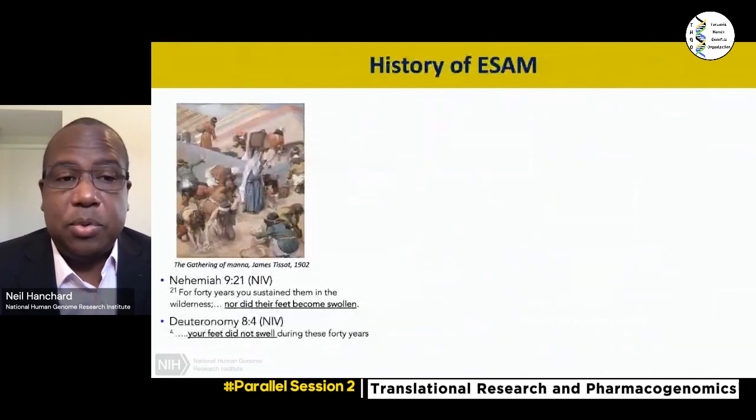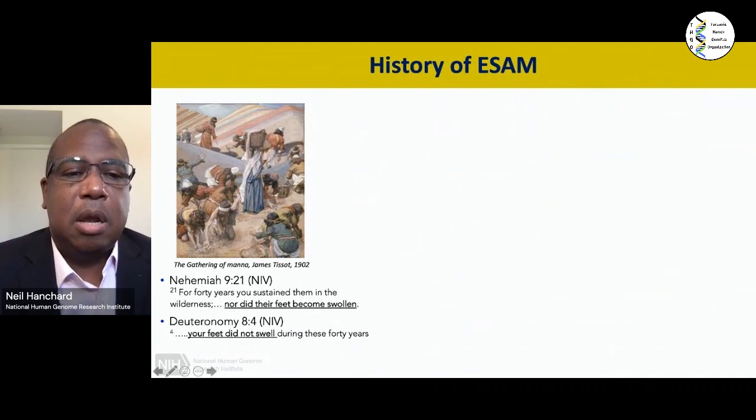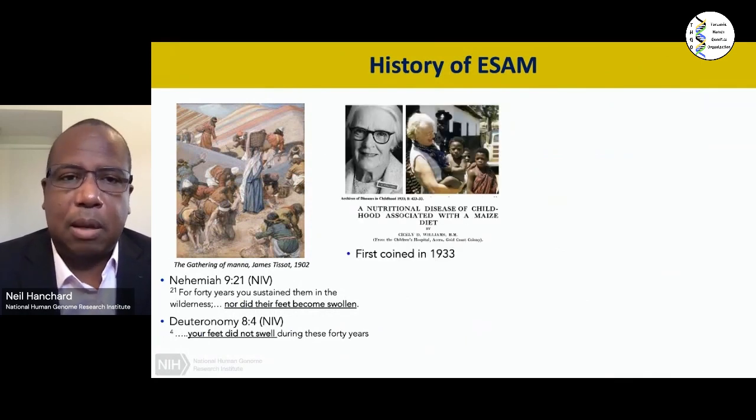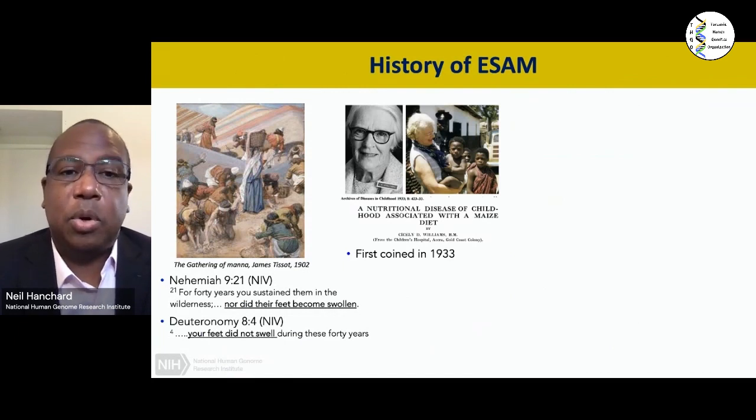And this is not a new disease. So there are those who have pointed to references to the Israelites wandering around in the desert and comments about their feet not becoming swollen as some of the earliest references to kwashiorkor. But the first official mention in the medical literature was in 1933 from Cicely Williams, who was a Jamaican pediatrician who was working in Ghana, in Accra at the time.